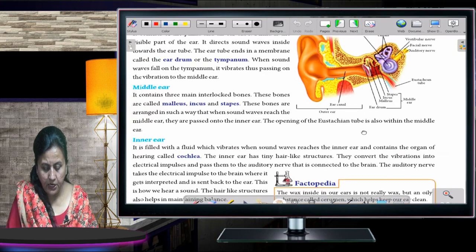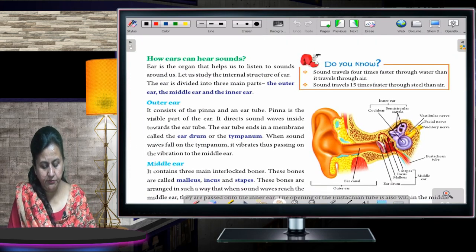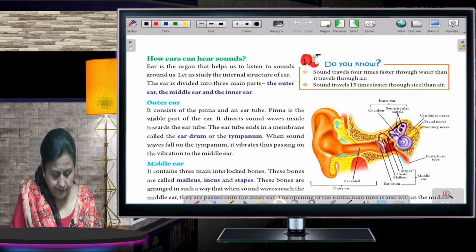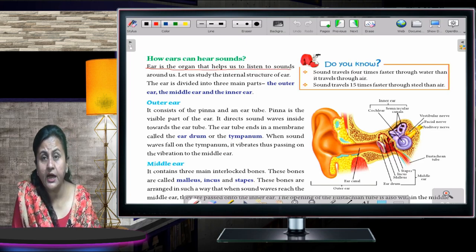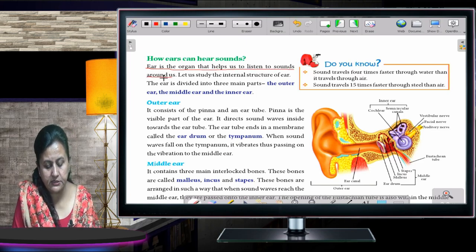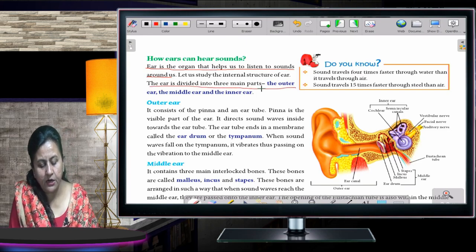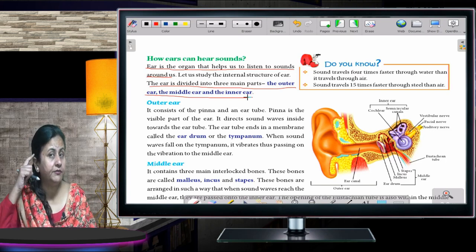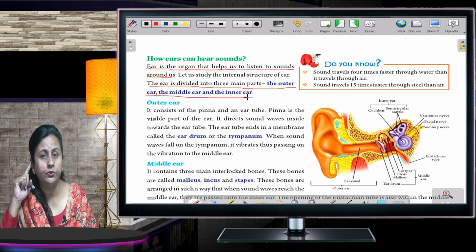Now, this is very important, children. Just listen to it very carefully. Ear is the organ that helps us to listen to sounds around us. The ear is divided into three main parts: the outer ear, the middle ear, and the inner ear. The ear which we have, through which we can hear, is divided into three parts.